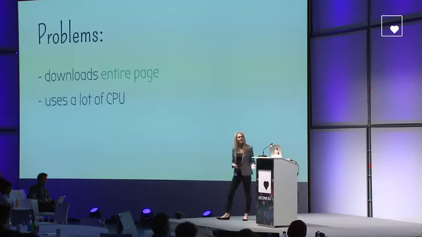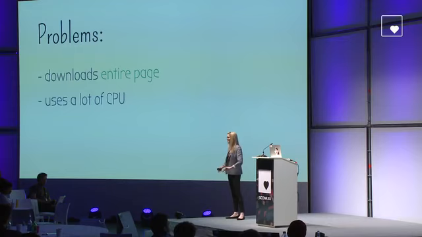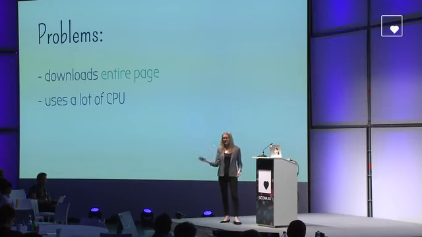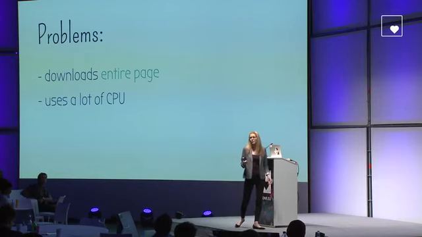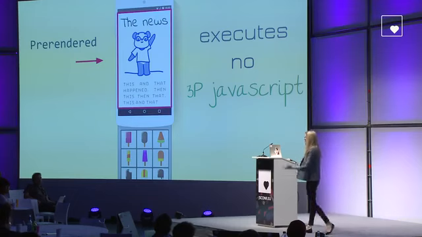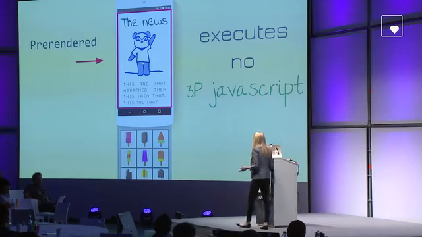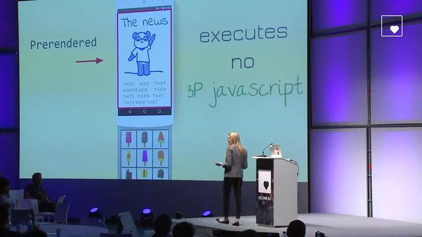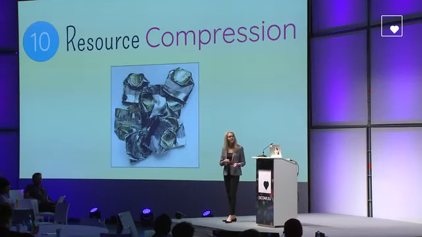But the problem with this was that it downloads the entire contents of the page, all of the images, all of the ads, all of the analytics, the third-party JavaScript, and it would execute arbitrary JavaScript in the background, and that's very heavy for the CPU. So instead, what we did is we pre-render only the first viewport. And we don't execute any third-party JavaScript, so none of the analytics and all that stuff. And what this does is it makes pre-rendering extremely cheap and non-expensive.